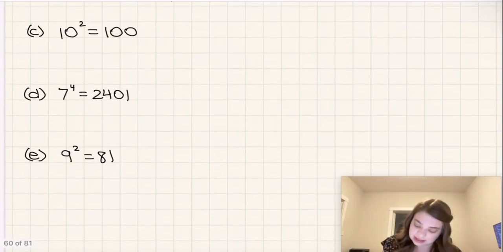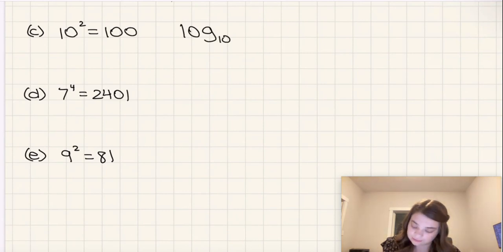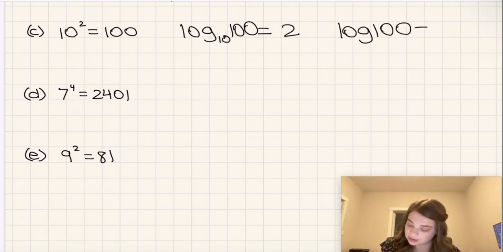All right, so in this case, we have log with the base 10 to the power of 2, so the power is the answer, is equal to 100. Now, base 10 is also just the default logarithm, so we could also just write log 100 without writing a base, is equal to 2.